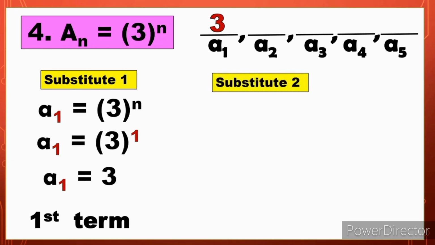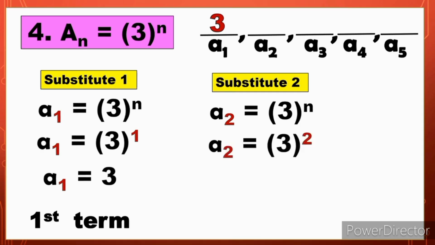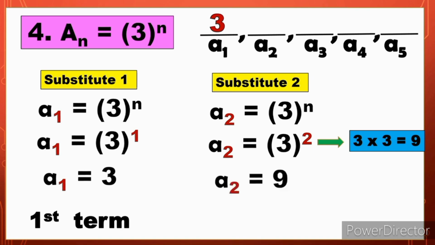Okay, to find the second term or a sub 2, isa-substitute natin ang 2. Papalitan natin yung n ng 2. So, it becomes a sub 2 equals 3 square. So, 3 square means dalawang beses nating ita-times ang 3. So, 3 times 3 equals 9. Therefore, ang a sub 2 natin ay 9. Kaya, ang second term natin, or a sub 2, ay 9.